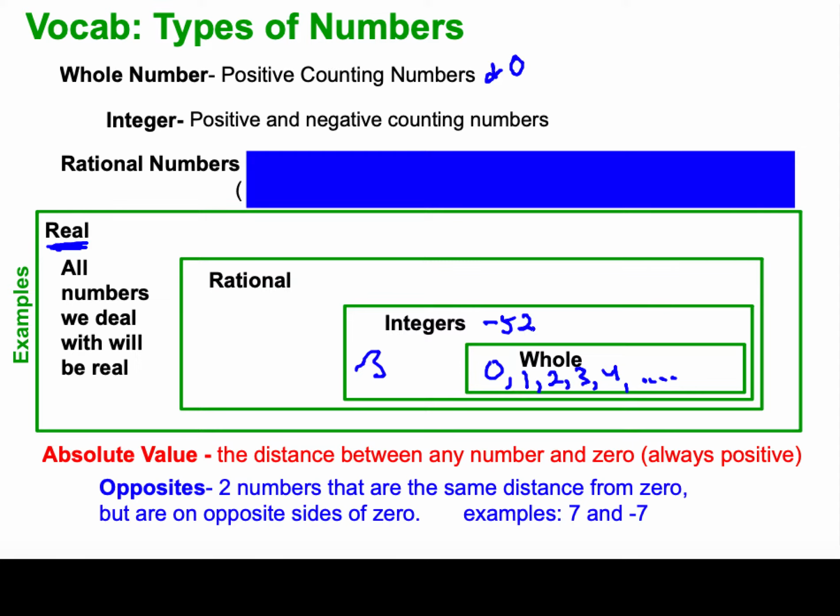Any negative number as well, positive and negative counting numbers, of course, and 0. Don't forget 0 is also an integer, it's also a whole number. Technically 0 is still contained in those sets of numbers.